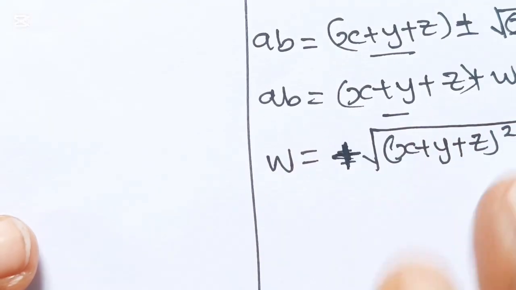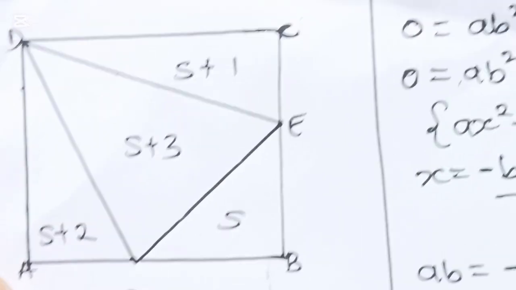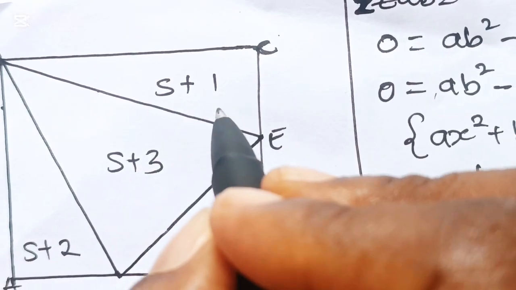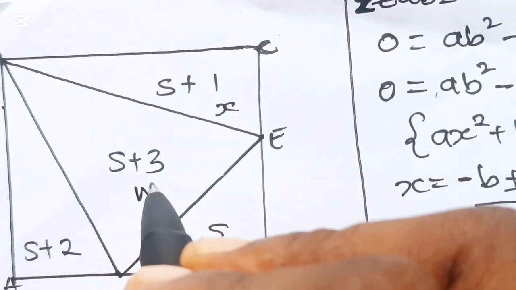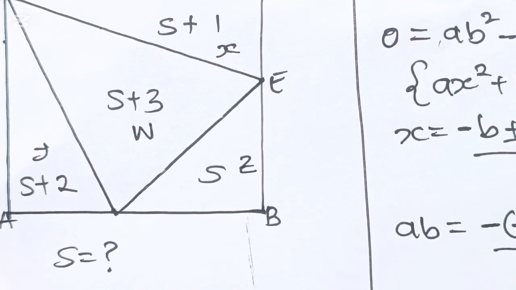Now, having proved how this is gotten, let's go back and solve this. Remember that from the diagram we derived that formula from. This is our x, this is w, this is y, and this is z. So let's substitute into the formula.